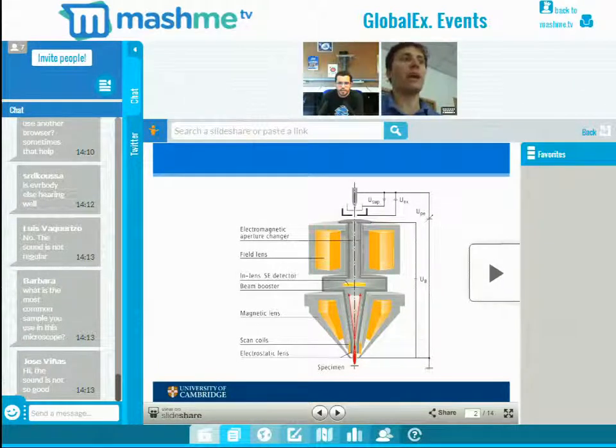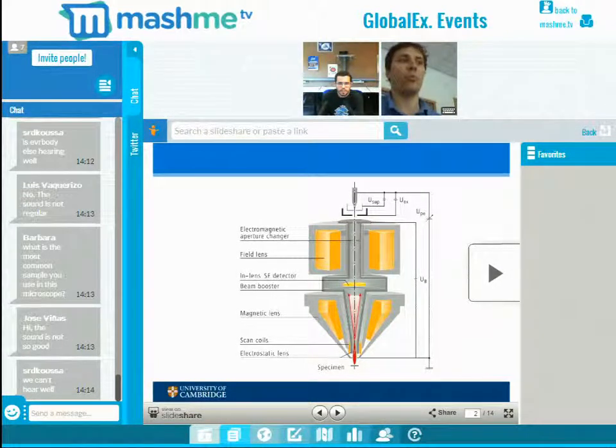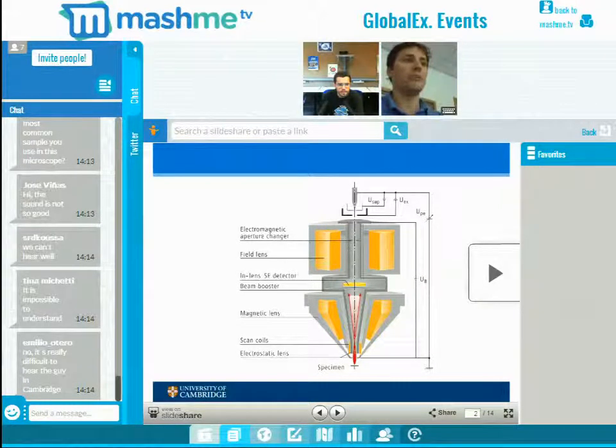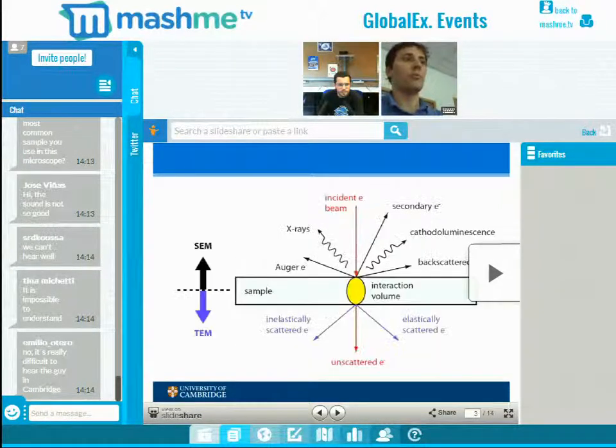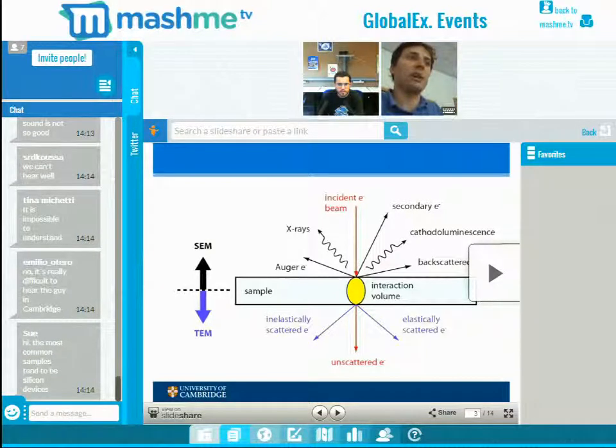So you scan along the sample in a raster fashion. It's pretty similar to the old TVs we used to have. And here's a more detailed description of what is happening. So you have your sample, you come in with the incident beam of electrons.